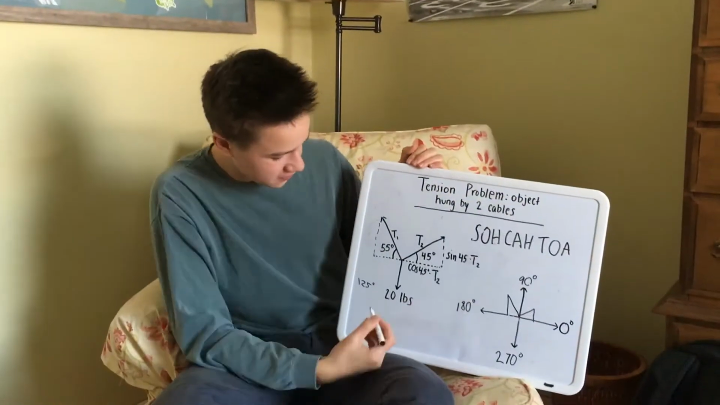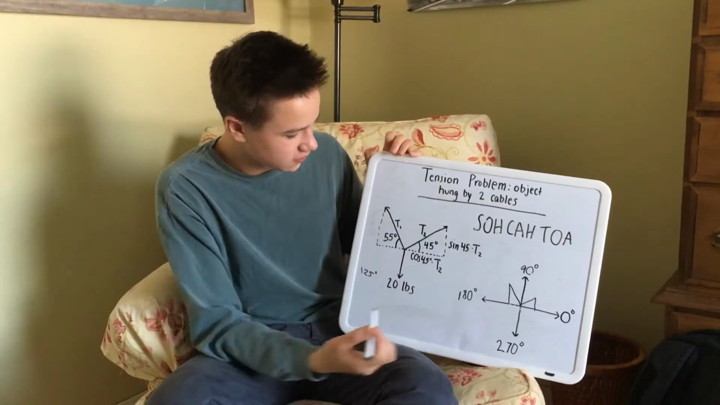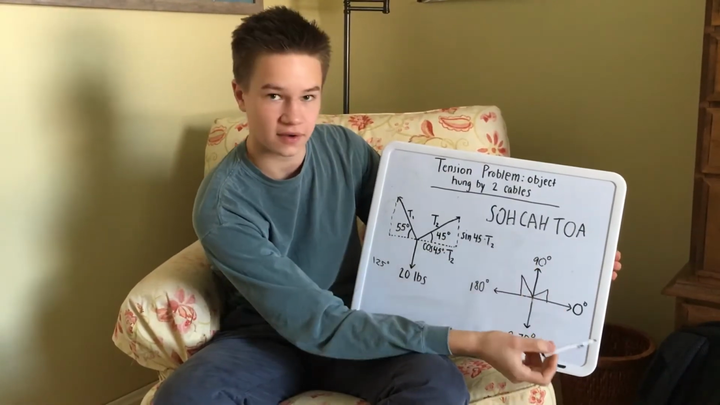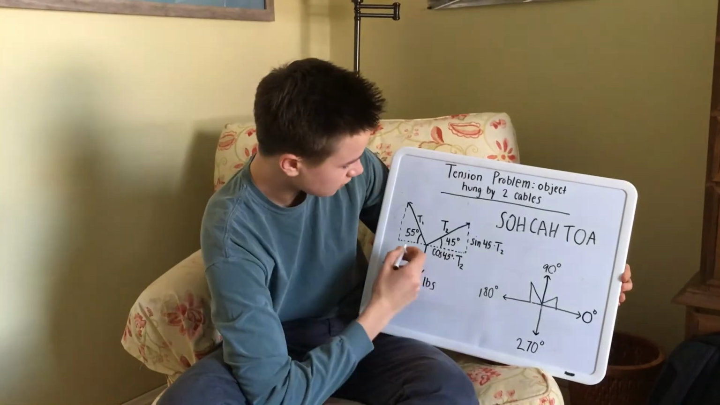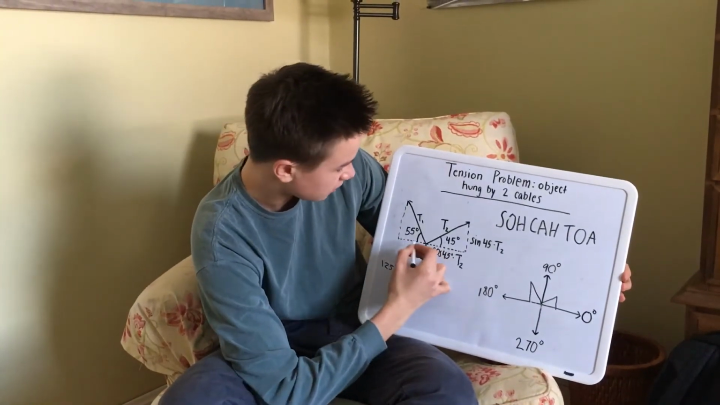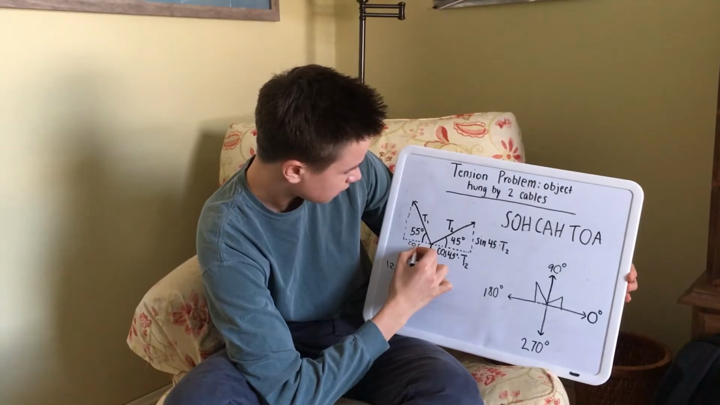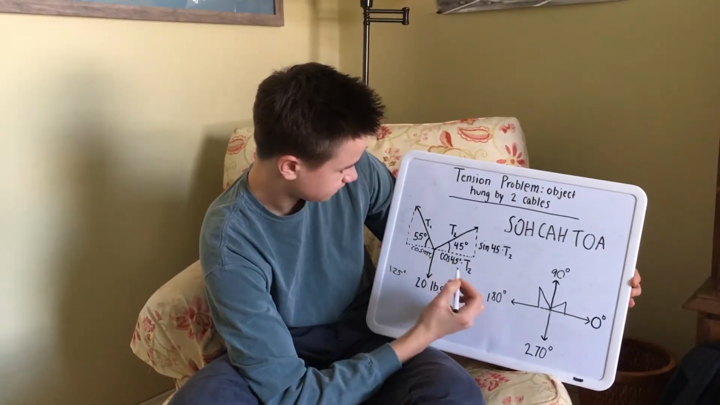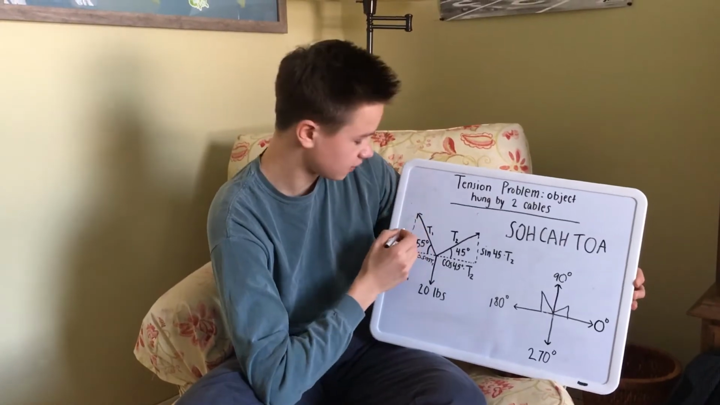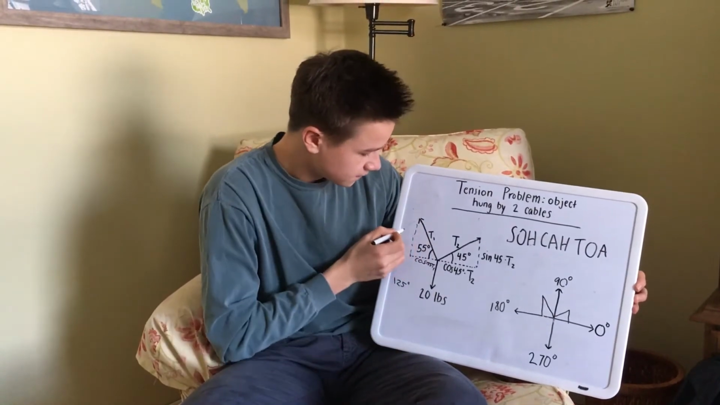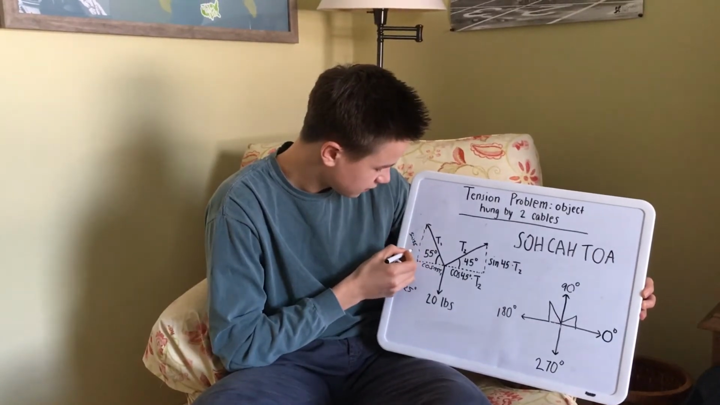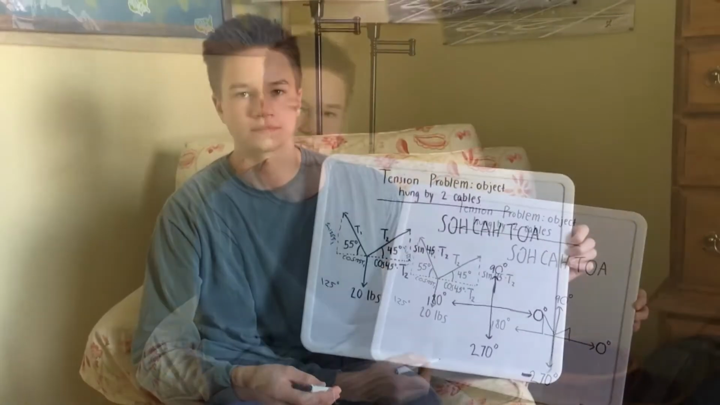Okay, so now that we know the angle value that we're going to be using, we're going to do the same cosine and sine method using SOHCAHTOA. So on the x value, we're going to have cosine of 125 times T1. And then for our y value, or the sine value, we're going to have the sine of 125 times T1.